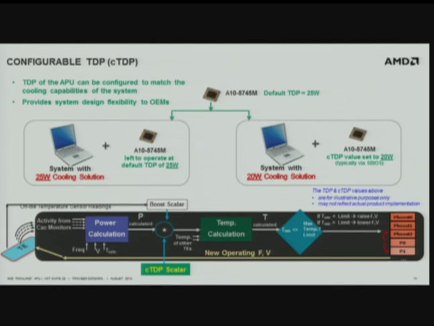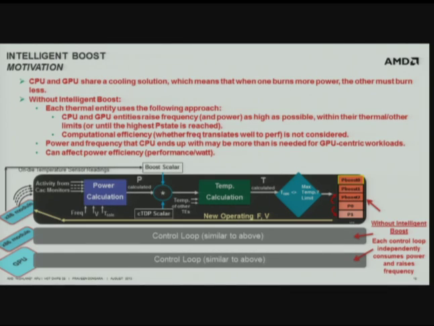Okay, configurable TDP, this is a fairly simple concept. You have a notion of rated TDP, and depending on the cooling solution of the system that you have, you can use the BIOS switch to make it operate like a lower TDP part or a higher TDP part. And this is where the scalar is added, as I've previously described.